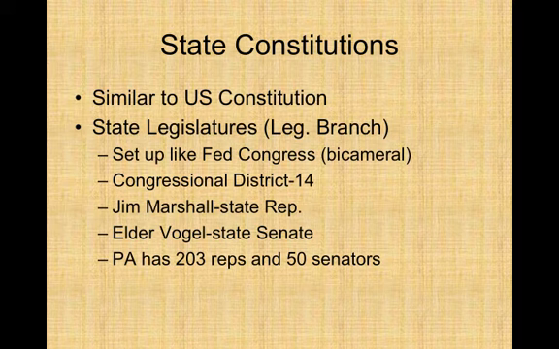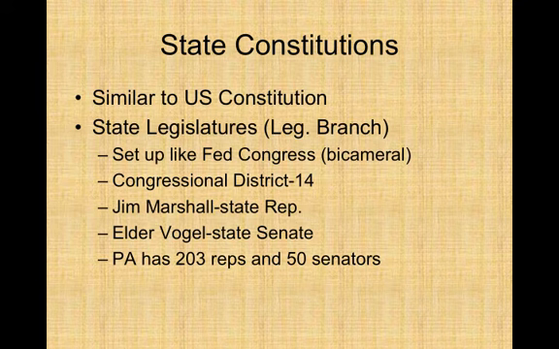State constitutions. A lot of the state constitutions predate the U.S. Constitution. As a matter of fact, the U.S. Constitution was modeled after the Virginia Constitution. So you see a lot of similarities in state constitutions, also among the federal Constitution and the various state constitutions. Typically what you have is a state legislature, legislative branch, that's set up like the federal Congress. Most states have bicameral legislatures. However, some states have unicameral legislatures, just one house. There's not a Senate, there's not a House, there's just one house.